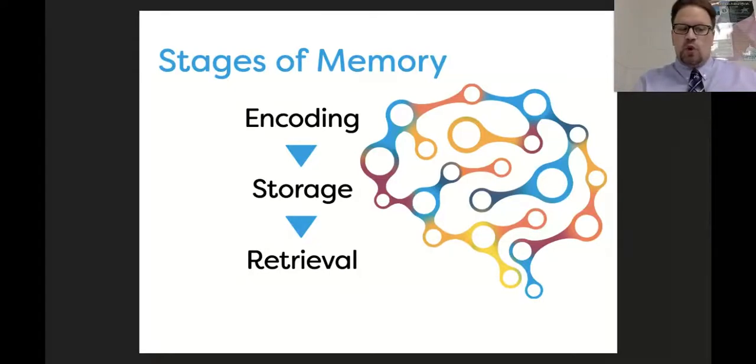Next process is storage. This is holding on to information for some period of time. Depending on what type of memory it is, it'll be longer or shorter. And the last stage is retrieval, which is getting information that is in storage into a form that can be used. So a properly encoded memory takes only a split second for a good cue to actually access that information, bring it into your consciousness, and possibly influence your behavior at an unconscious level also.